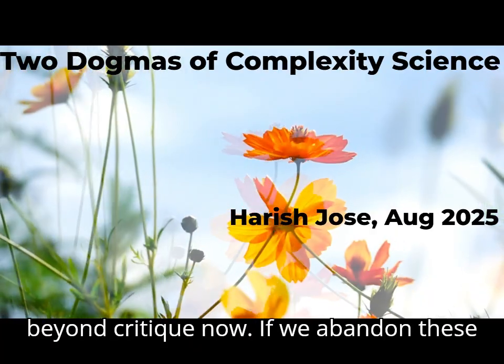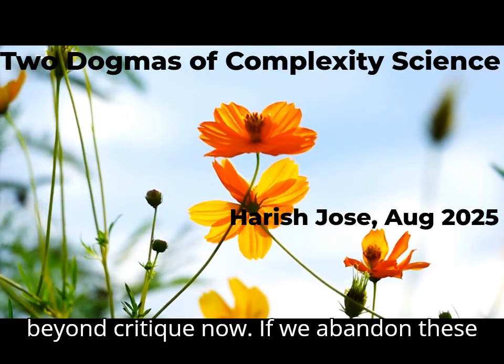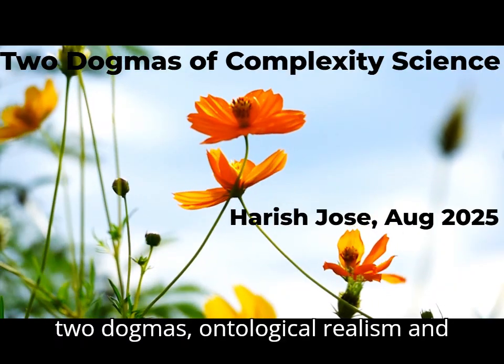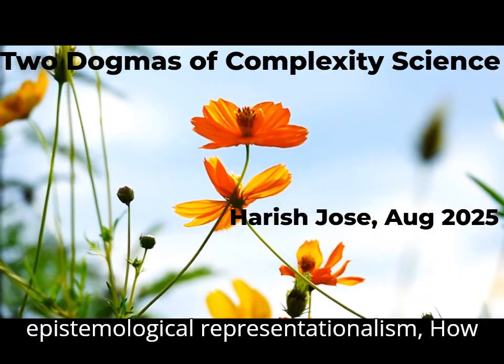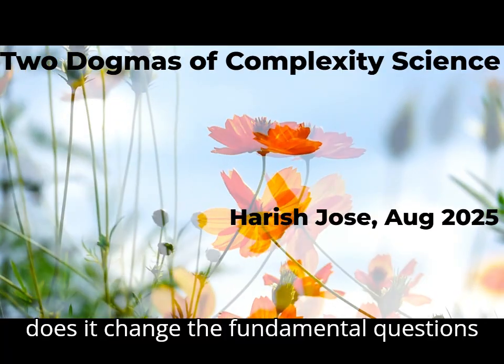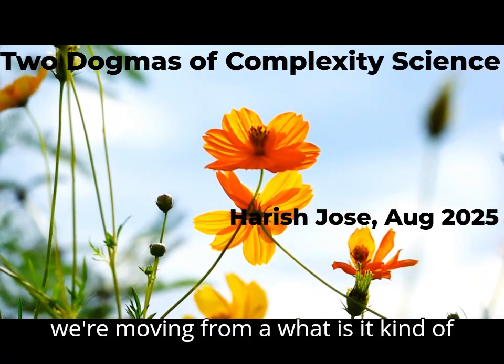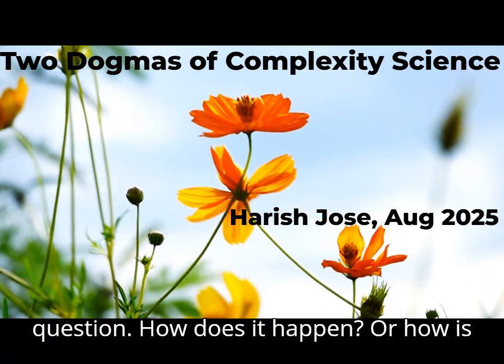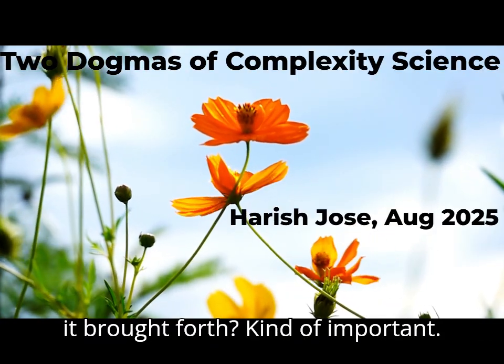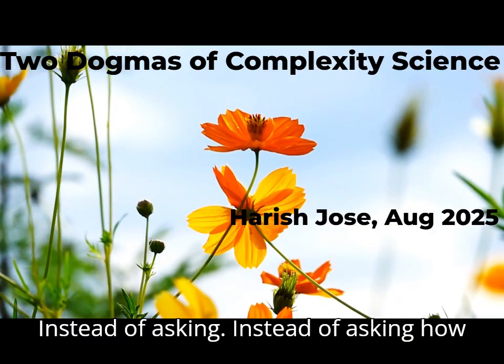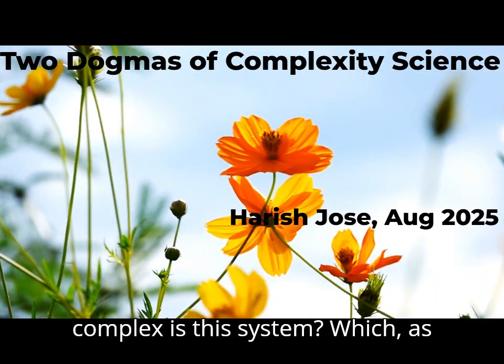It feels like we're moving beyond critique now. If we abandon these two dogmas, ontological realism and epistemological representationalism, how does it change the fundamental questions we asked about complexity? It feels like we're moving from a what-is-it kind of question to how does it happen? Or how is it brought forth? Kind of inquiry. Instead of asking how complex is this system?